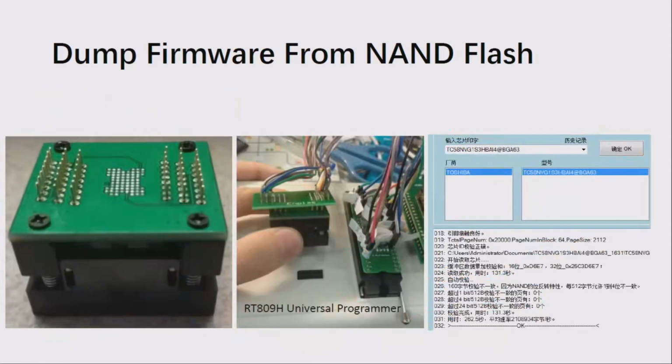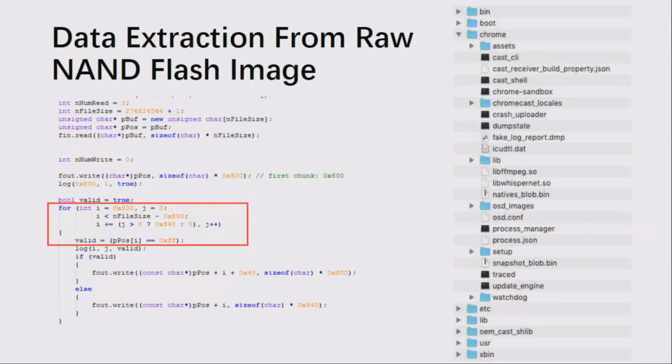And this is the finished product that we finally produced. We connected it to the RT809H programmer, which is a universal programmer that supports reading and writing most flash chips. Finally, we got the raw image data from Google Home's flash chip. We also needed to parse the OOB data and ECC trigger bits according to the specification in the datasheet and extract the complete system firmware.